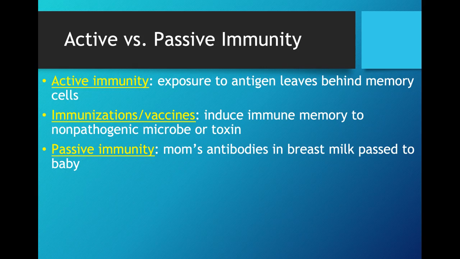There's two different types of immunity and ways you can get immunity. Okay, two different types, active versus passive. Active immunity is when you're exposed to an antigen, or the exposure to an antigen leaves behind those memory cells. So this would be when you were actually being infected. And immunization, or a vaccine, is active immunity, but it's induced, it's artificial. It's where you're inducing that immune memory to a non-pathogenic microbe or toxin. Passive immunity is from a mother breastfeeding and passing her antibodies to the baby.